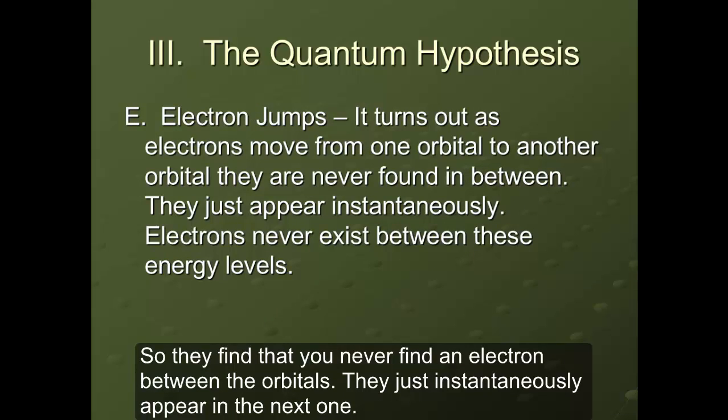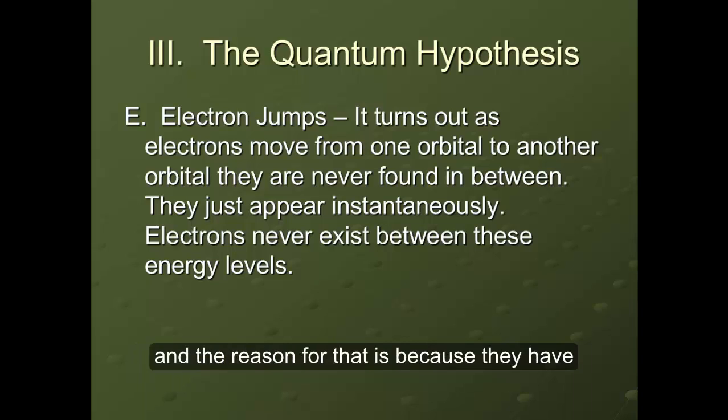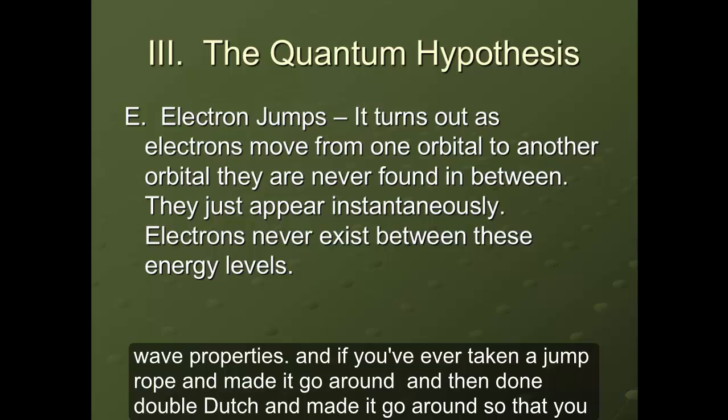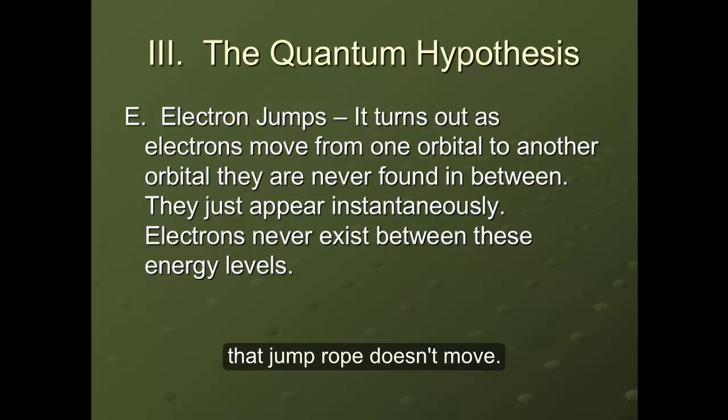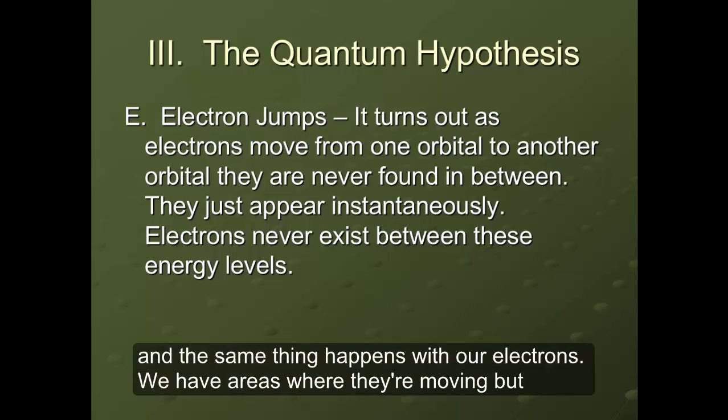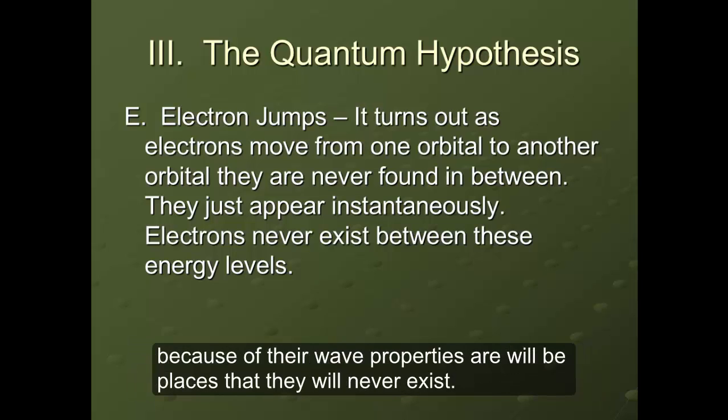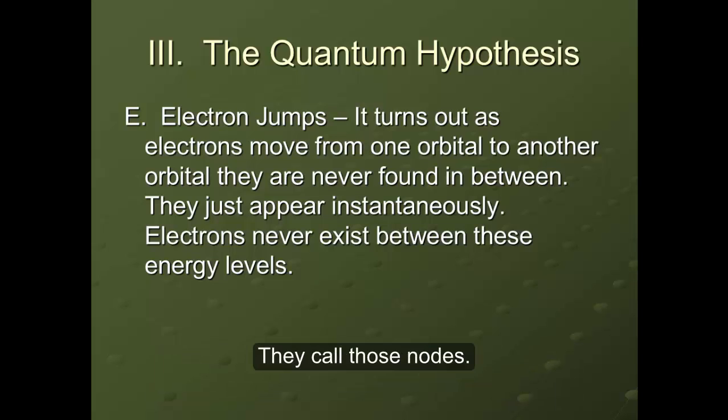So they find that you never find an electron between the orbitals, they just instantaneously appear in the next one. And the reason for that is because they have wave properties. If you've ever taken a jump rope and made it go around and then done double dutch and made it go around so that you have 2 loops in that jump rope, if you do it just right so that it keeps going, you'll notice the middle of the jump rope doesn't move. And the same thing happens with our electrons. We have areas where they're moving, but because of their wave properties, there will be places that they will never exist. They call those nodes.